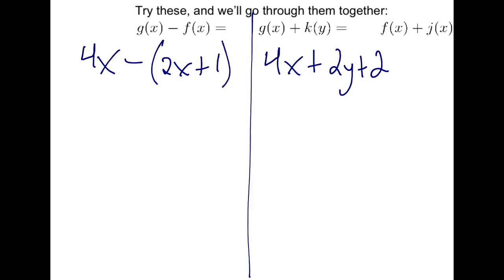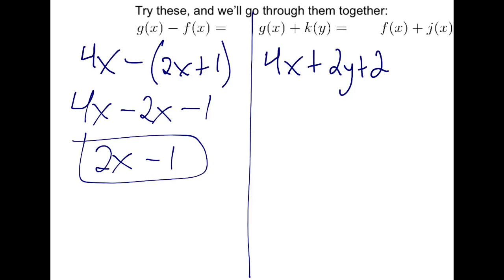So on the left here, I've replaced g of x with what it's equal to, 4x, and f of x with what it's equal to. Because I'm subtracting a function, I'm going to put the parentheses around it. That way I'm reminded to distribute. So really I'm taking 4x minus 2x minus 1. 4 minus 2 is 2, and I keep the negative 1 separate because it's a number, not a variable. Here, I'm done. They're all three different terms. They can't be combined in any way.